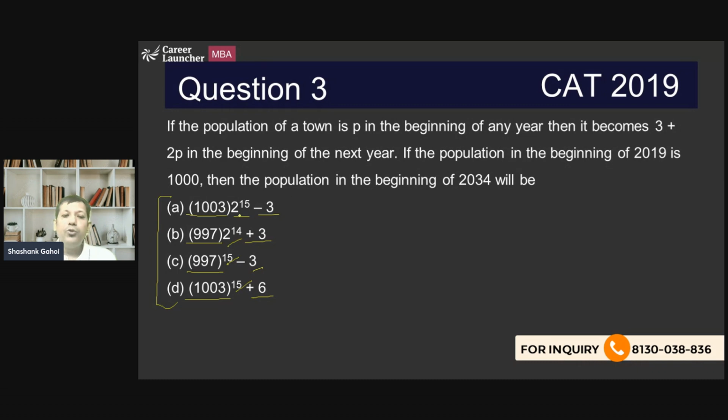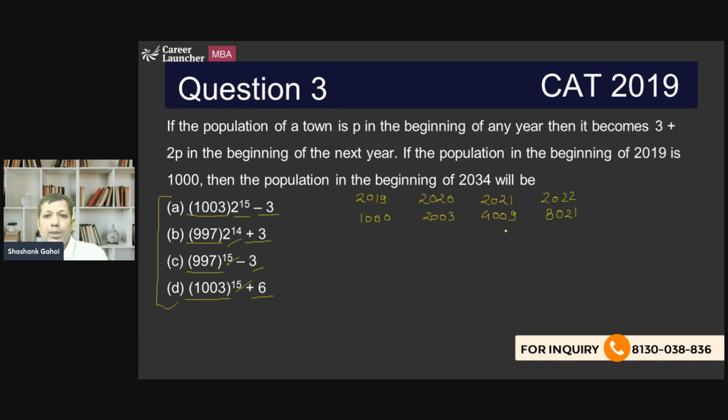So what I'm going to do, I'm going to make a pattern over here. Okay, so I'm going to write, in 2019 what is the population, that is going to be 1000. In 2020, what is the population, that is 2P plus 3. So initial population is 1000 into 2 is 2000, so it becomes 2003. Okay, in 2021, double of 2003 is 4006 plus 3, it is going to be 4009. In 2022, it is going to be 8018 plus 3, which means 8021.